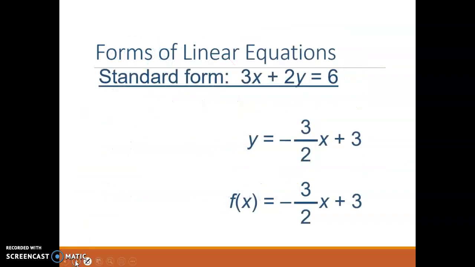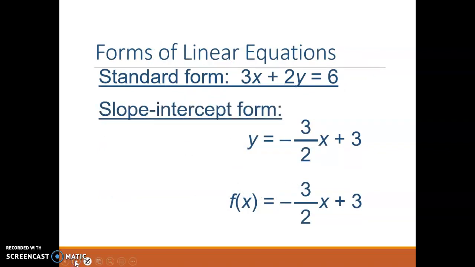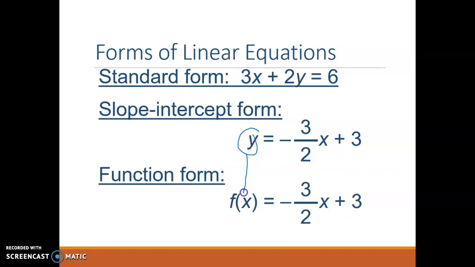The standard form of a linear equation, like we already said, is 3x plus 2y equals 6. We also have slope-intercept form, y equals mx plus b, which we just looked at. And then we have something called function form or function notation. And in that form, we change our y to look like f of x.